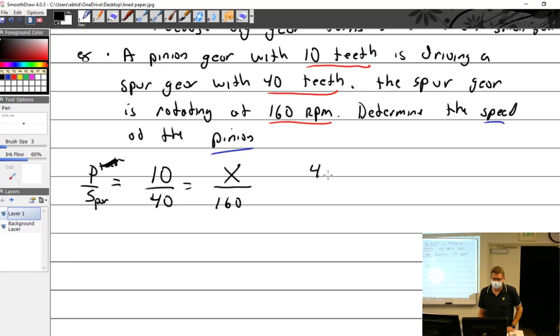So we have 40x equals 1,600. Okay, what do I do to get rid of the x? Divide both sides by 40. So 1,600 divided by 40 equals x. If I divide both sides by 40, what do I get?